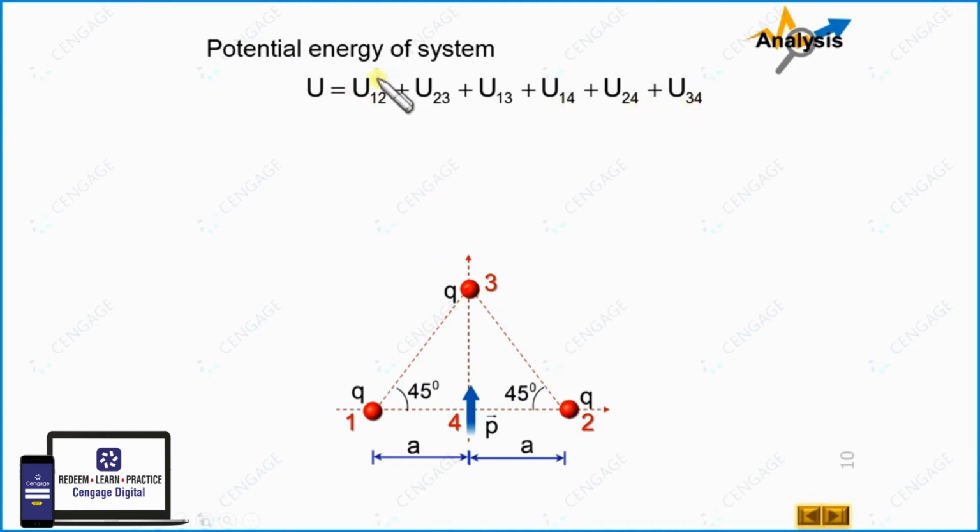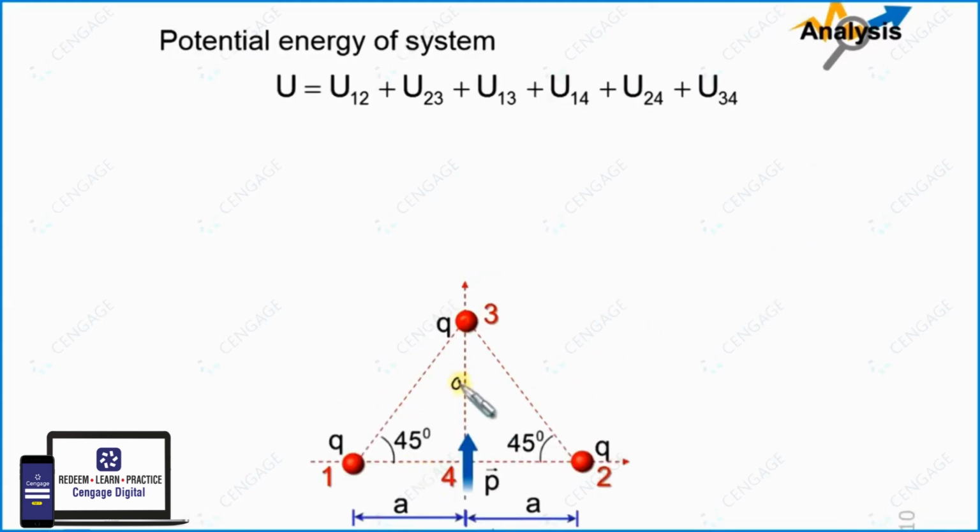U12 is the potential energy associated with these two charged particles separated by a distance 2a. U23 is the potential energy associated with again two charged particles, and U13 is the potential energy associated with charged particles number 1 and 3. You can observe here 1,3 and 2,3. The separation between the charged particles should be the same because this angle is 45 degrees. That means this side, if it is a, this should also be a, and this should be equal to root 2a. Similarly, this should be equal to root 2a.